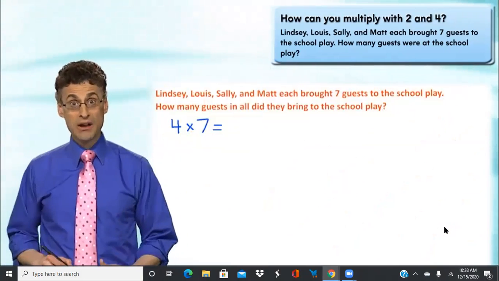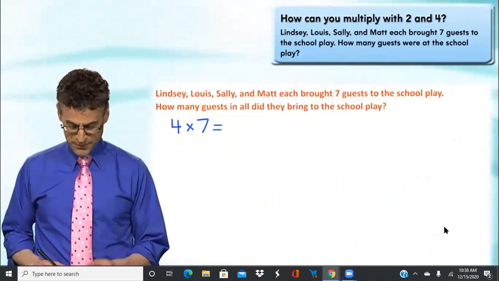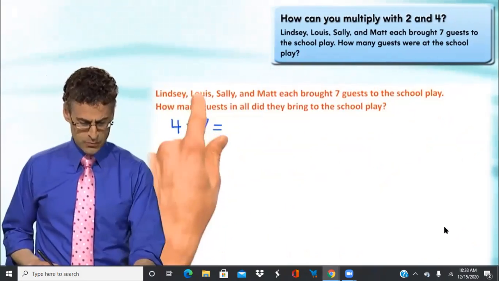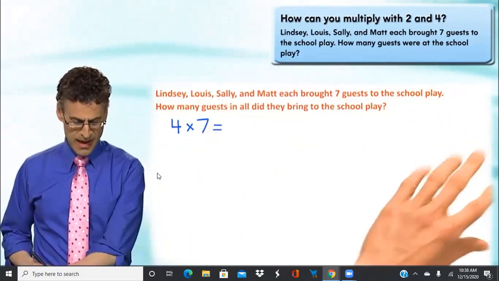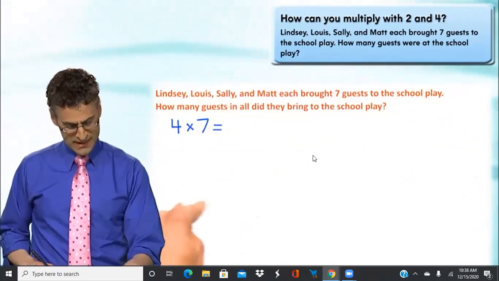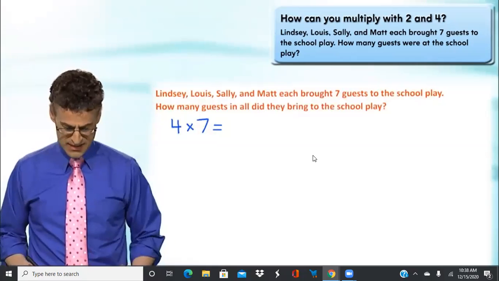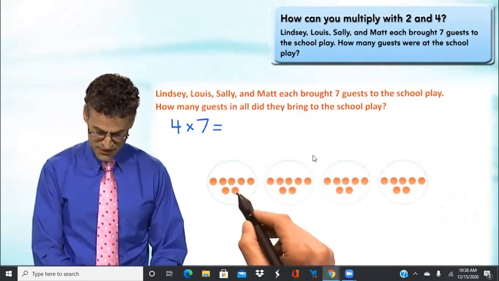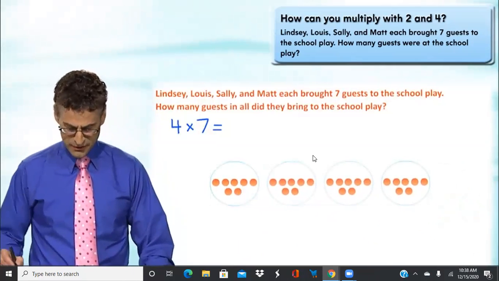Now, we could actually model this if we want, because what we need here is 4 groups, one that represents Lindsay, one that represents Lewis, Sally, and Matt, and then each group has 7 things inside of it, the 7 guests they bring. And so we can actually model that quite nicely, like this. So this is a model for what we're looking at.